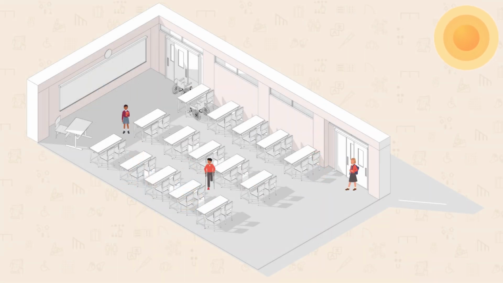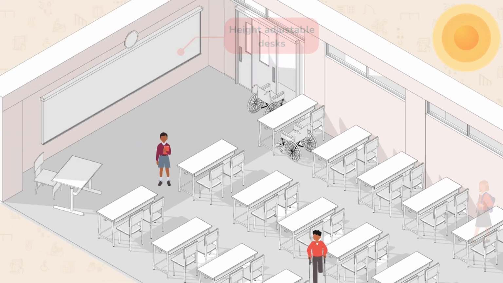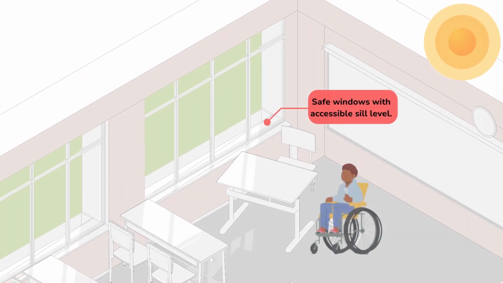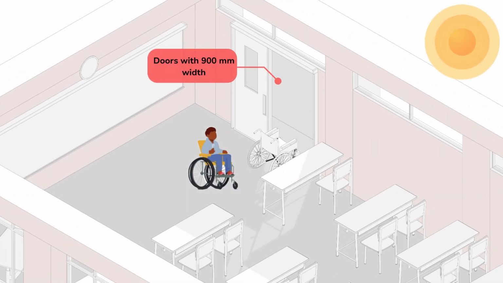Let us pan to the learning areas. Some basic accessible requirements are individual height adjustable desks to suit wheelchair access, blackboards at child-friendly heights, safe windows with accessible sill levels, and a minimum of 900 mm width for doors.